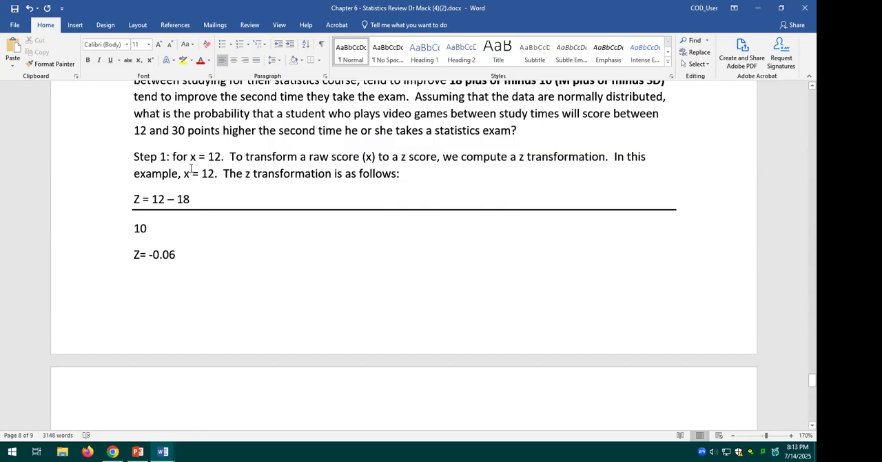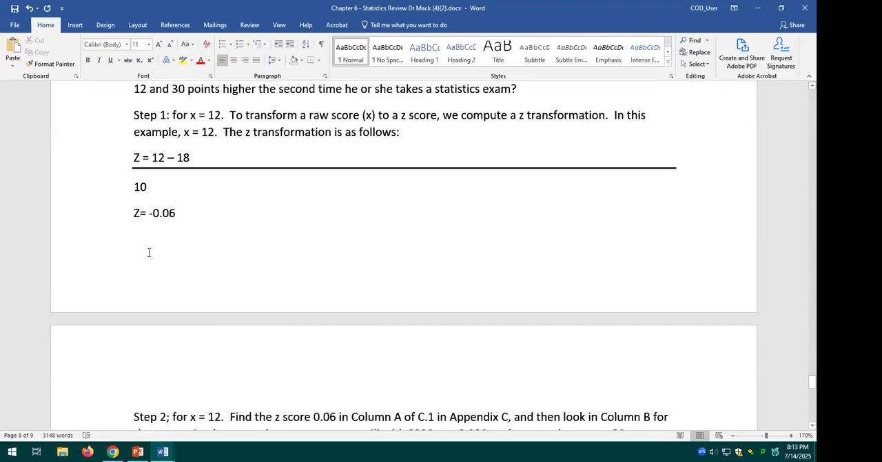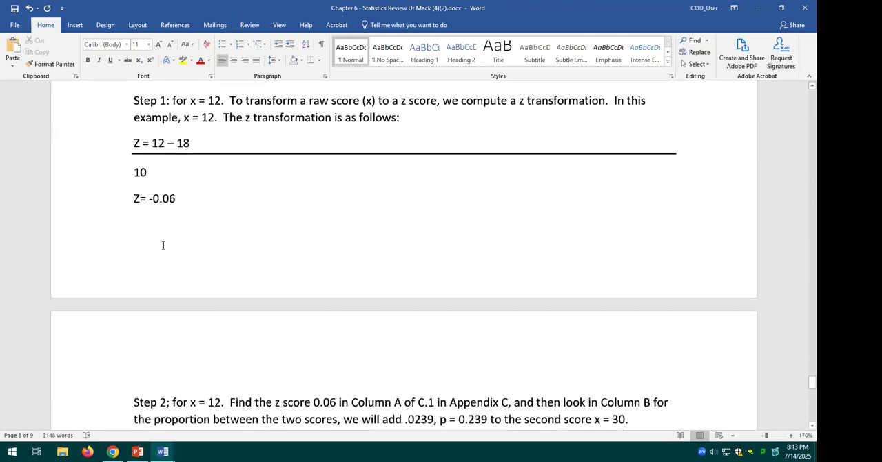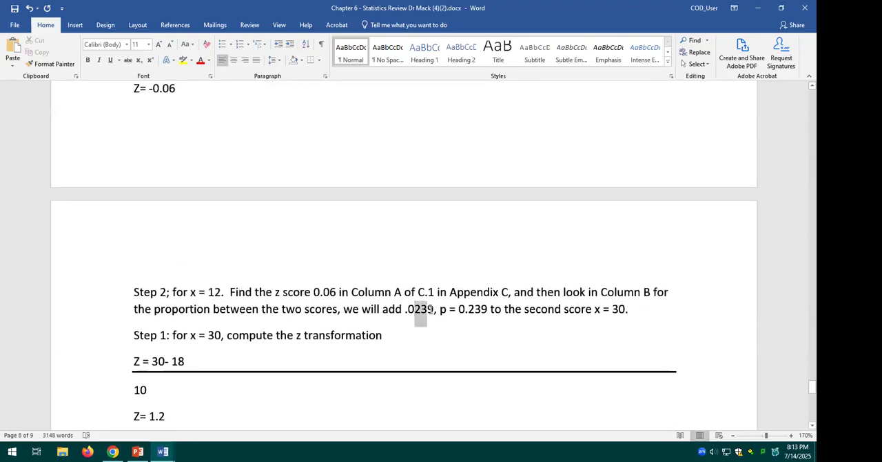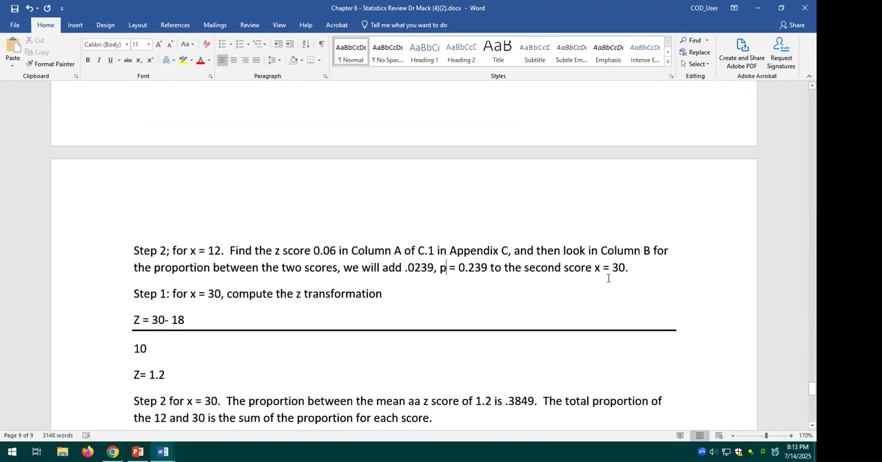Step 1, x is equal to 12. To transform a raw score to a z-score, we compute a z transformation. Z equals x minus m, 12 minus 18 divided by 10. Z is equal to -0.6. So we're going to find that first score, and we get 0.0239 in the B column. That's where that's from. Then we're going to add that to the second score of 30, because we're looking at the combined probability of the two different improvements.